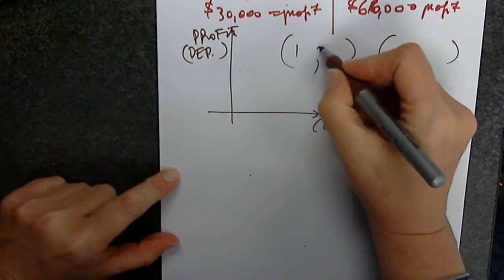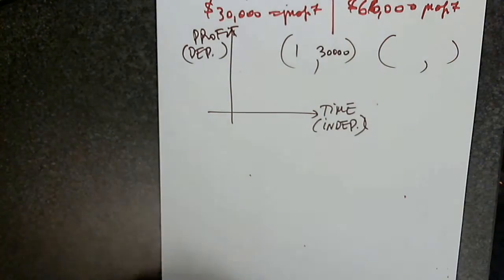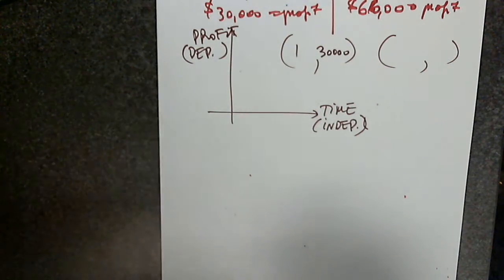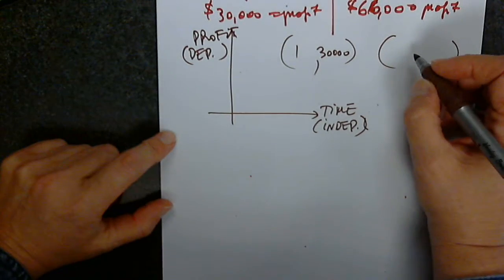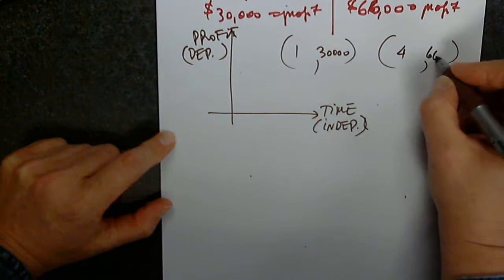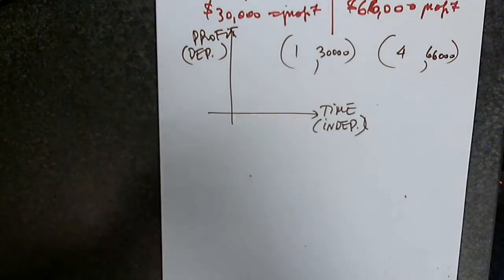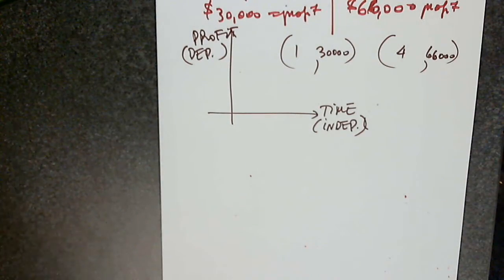Do you all agree with 1, 30,000? When year is 1, profit is 30,000. Can anyone give us the second one? Now the problem is done. Why? Because I know how to find the slope, and I know how to find the equation of a line passing through 2 points with none of them being the y-intercept.